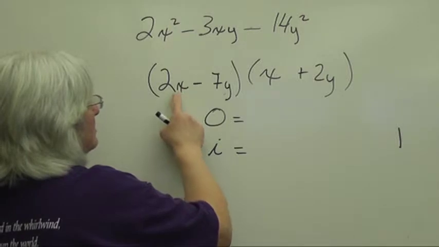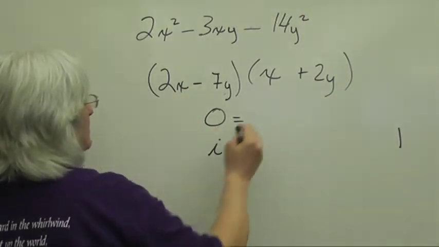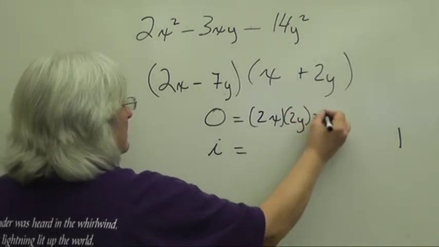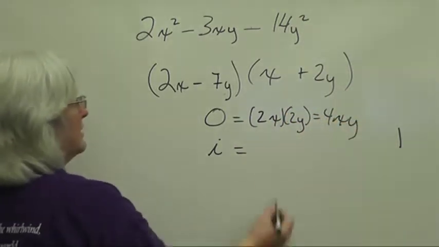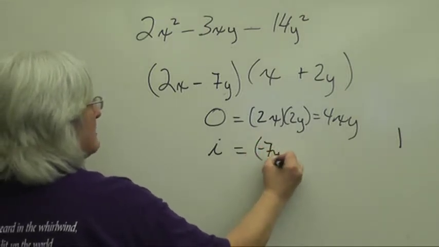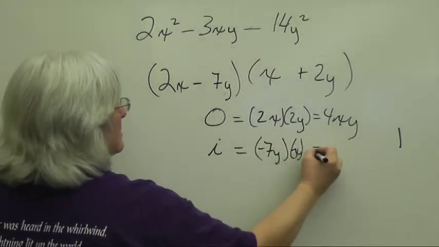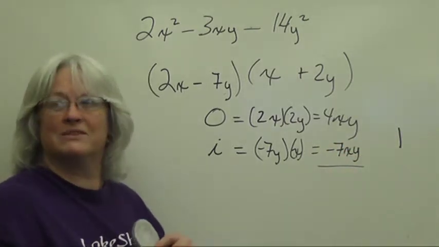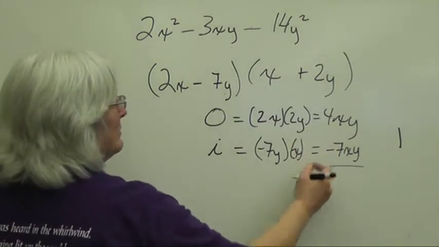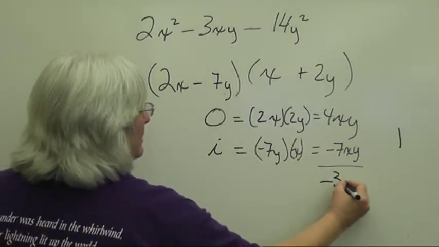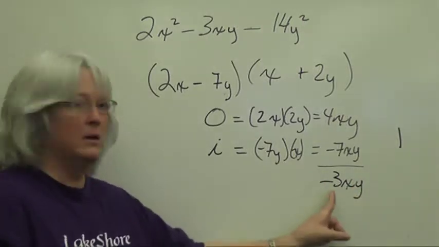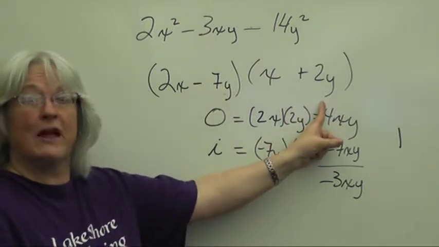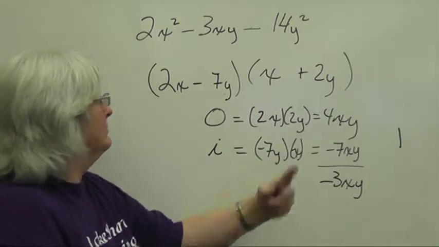Outer product, 2x times 2y, is equal to 4xy. Inner product, negative 7y times x is equal to negative 7xy. What happens when you add them? You end up with a negative 3xy. This is exactly what we're looking for. So we now have factored our trinomial properly.